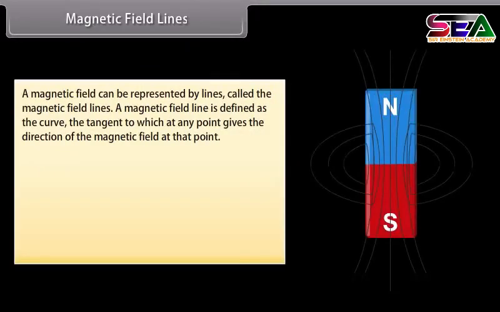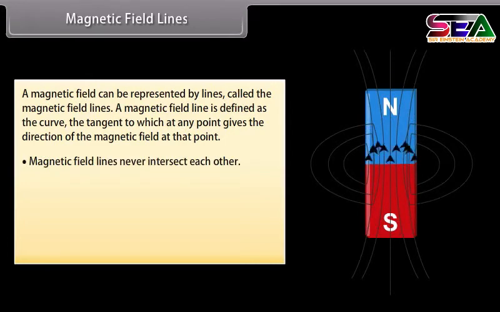Magnetic field lines. A magnetic field can be represented by lines called the magnetic field lines. A magnetic field line is defined as the curve, the tangent to which at any point gives the direction of the magnetic field at that point.